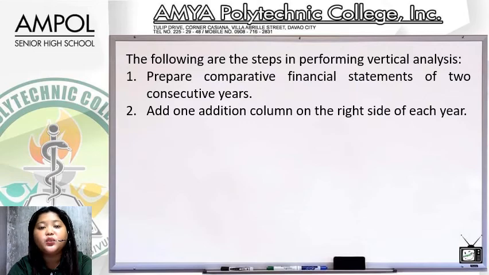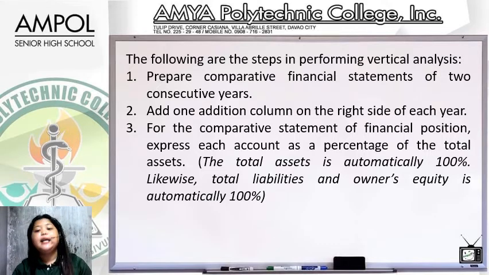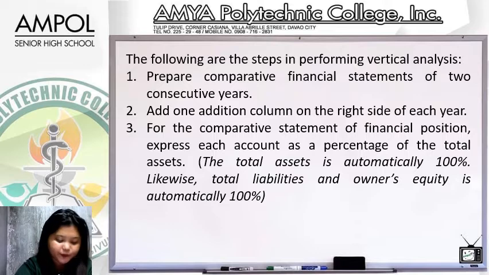Then you have to add one additional column on the right side of each year. And then third, for the comparative statement of financial position, express each account as a percentage of the total assets. So the total assets is automatically 100%. So likewise, total liabilities and owner's equity is automatically 100% also.